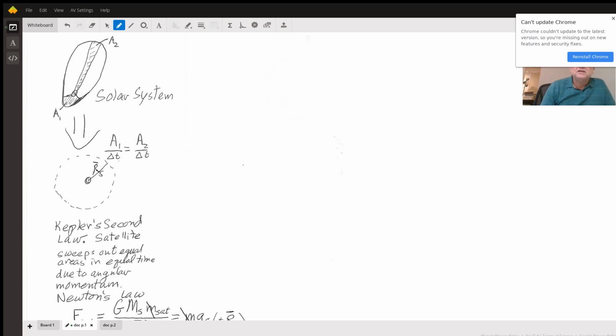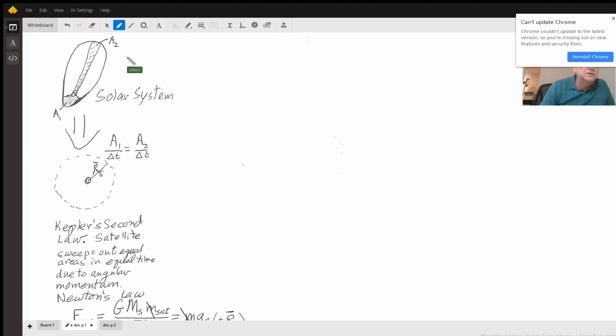And what is its mean distance from the Sun? Well, its mean distance is something on the average of this, and this is very close and this is very far away.